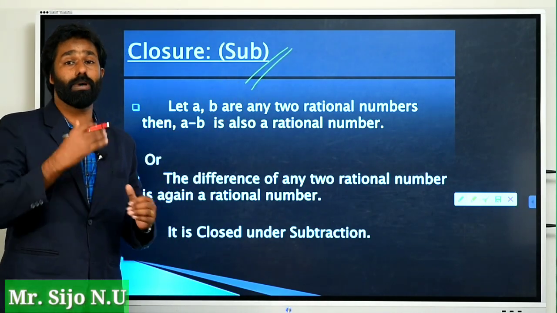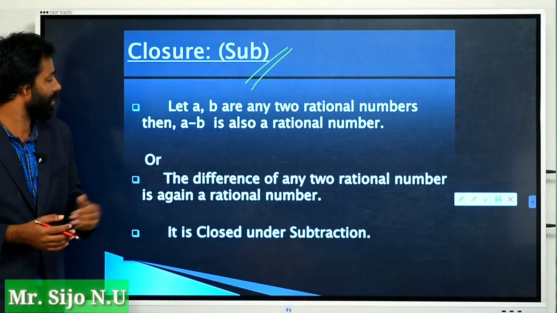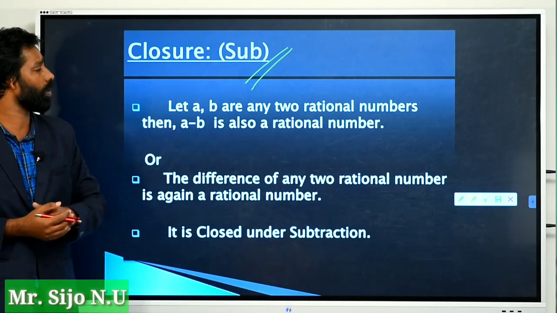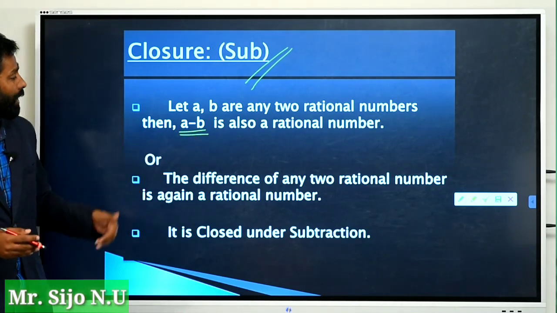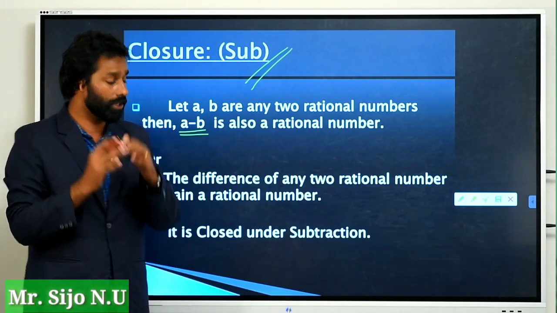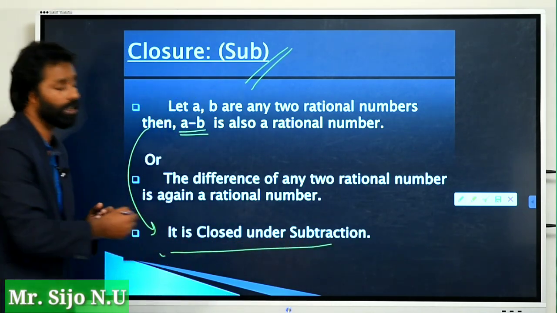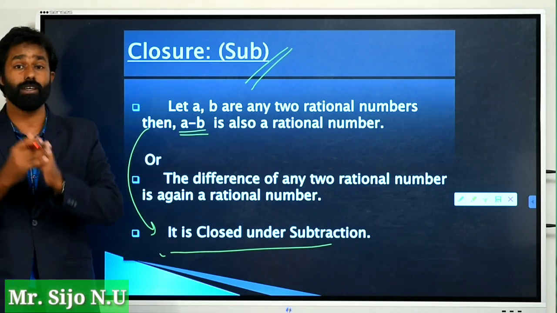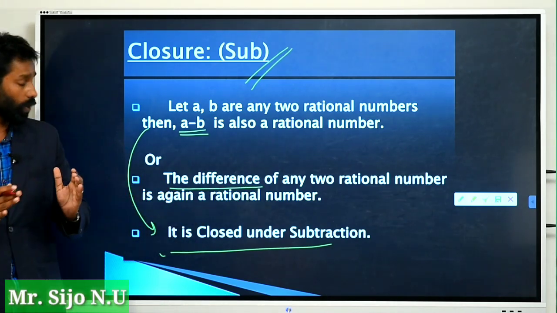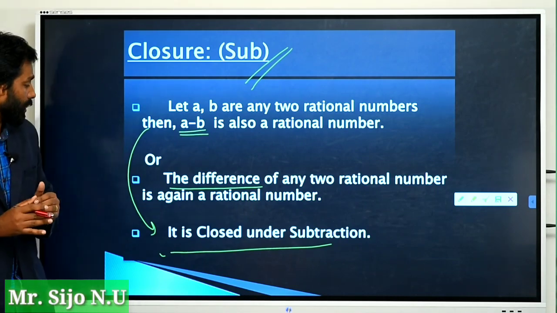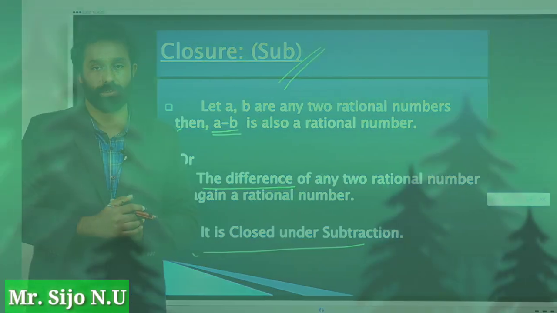I think no need for much explanation, it is exactly the same. Let a and b be any two rational numbers. If a minus b, here only the difference, is also a rational number, then we can say it is closed under subtraction. In other words, the difference of any two rational numbers is again a rational number.